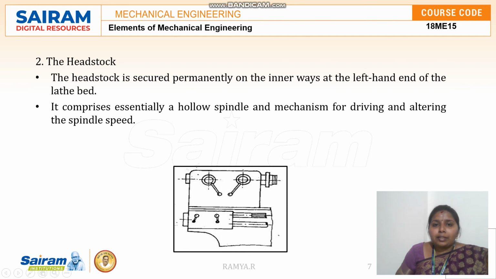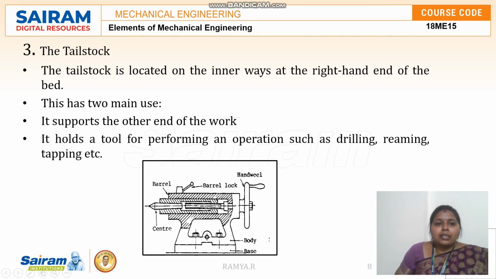The next is the headstock. The headstock consists of all the driving mechanisms for driving and altering the spindle speed. Next is the tailstock. The two main uses of the tailstock are to support the other end of the workpiece and also to hold tools for performing operations like drilling, reaming, tapping, etc.